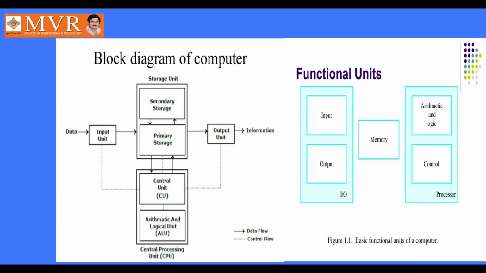Now let us see the block diagram or the functional units of a computer. In the previous slide, as we discussed, there are basically 5 parts. You can see the first one is the input unit, to which we are feeding the data. That data, with the help of the input unit, goes to the storage unit, which contains 2 parts, secondary storage and primary storage.